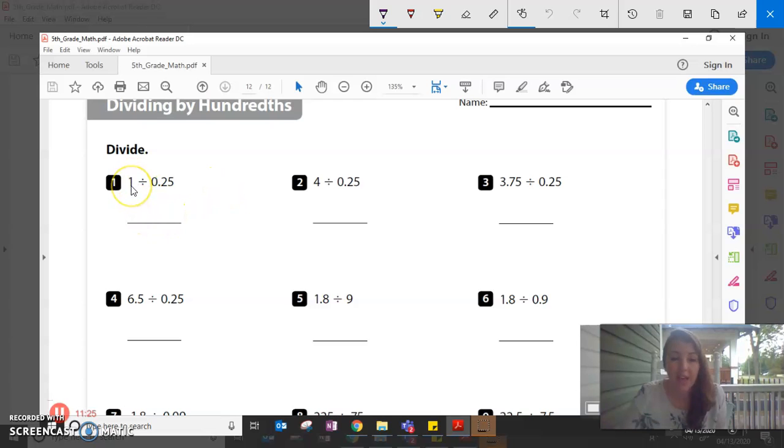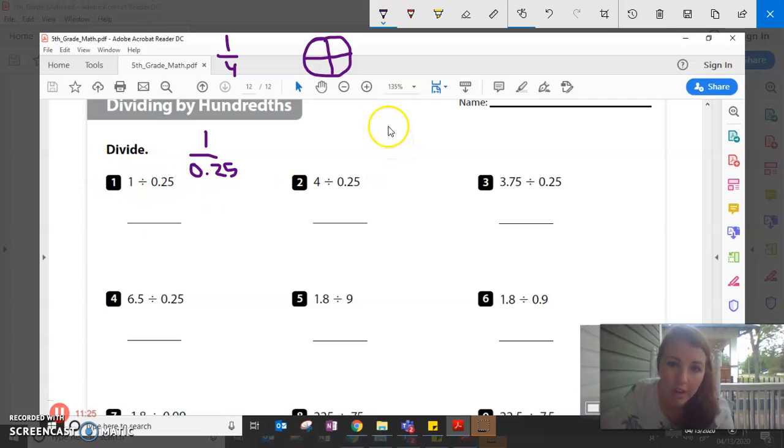So if I was to think of this as a fraction, I could think of it as 1 divided by 25 hundredths, like this. And I know this is true because if I was to have 1/4, for instance, that would be like taking a 1 whole and dividing it into 4. So this would be 1 whole divided by 25 hundredths, which is what I want.